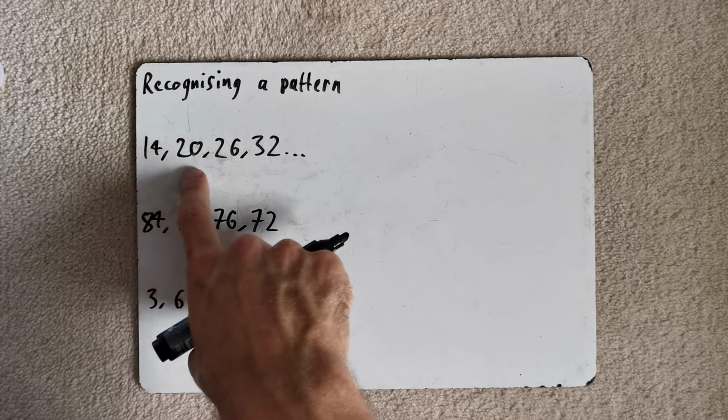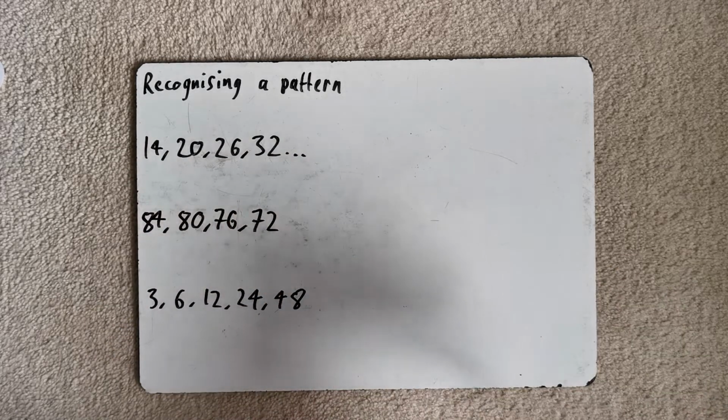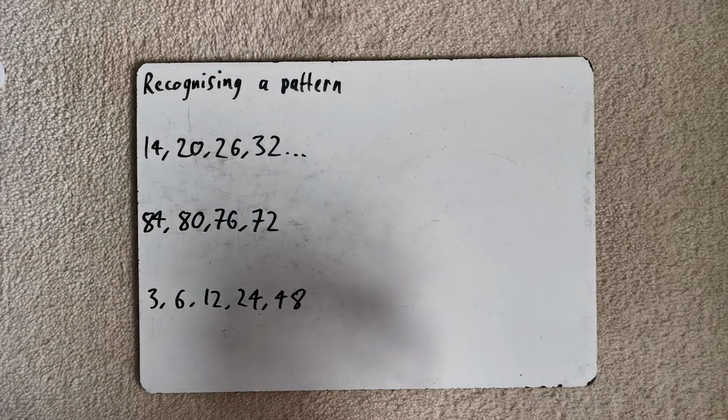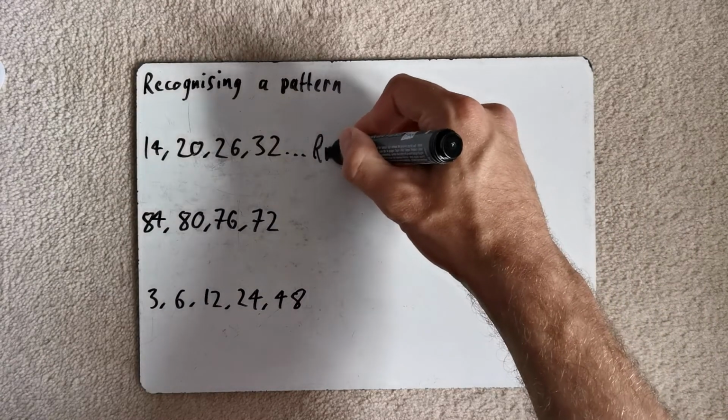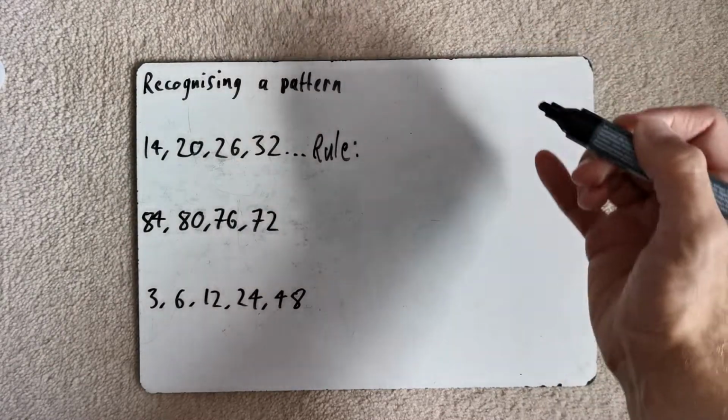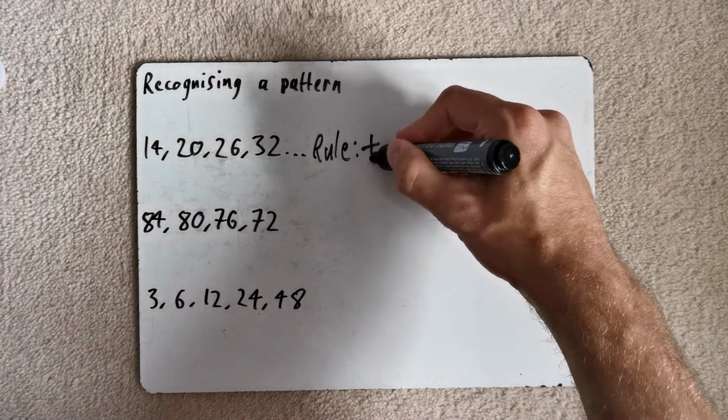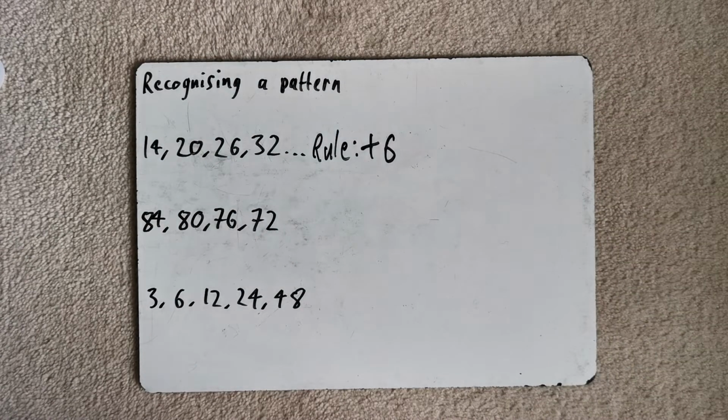You might see it goes from 14 up to 20, up to 26, up to 32. Okay, a lot of you have probably already realised that it goes up by 6 each time. So the rule is adding 6 each time. Okay, so that is the rule of this sequence.